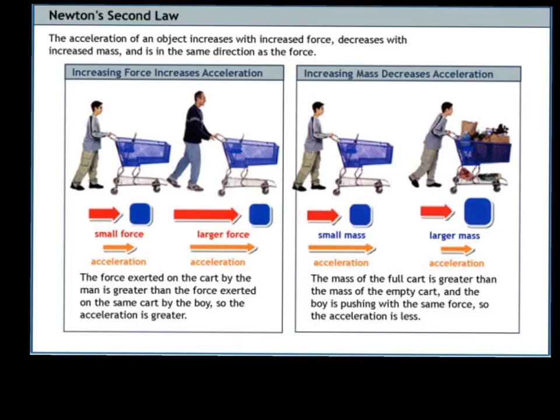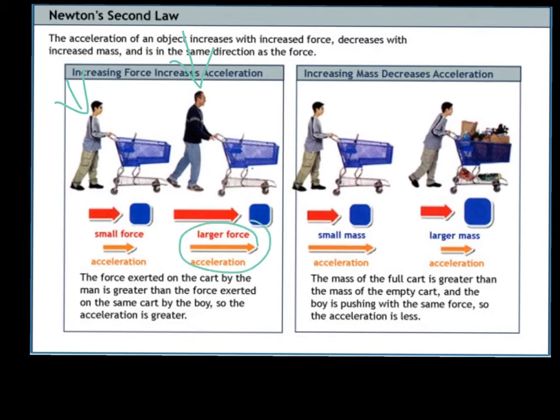Okay, so let's take a look at this first picture, right? We have a small force and a large force, both going on the same amount of mass. So this means that because we have a small force on a mass, and a large force on the same mass, the large force is going to have the greater amount of acceleration.